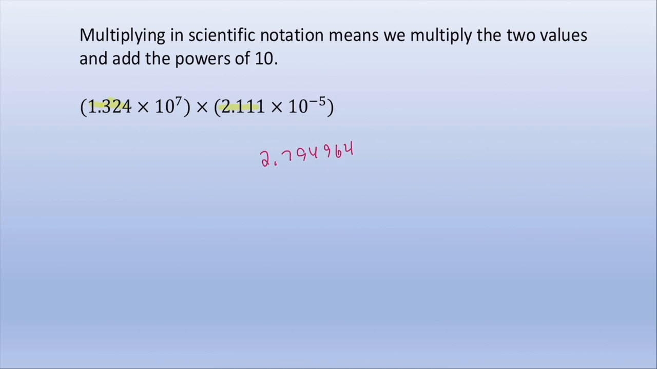Now, we also have these powers of 10, 10 to the 7th, and 10 to the negative 5th. 10 to the 7th times 10 to the negative 5th. Keep the base, add the exponents. 7 plus negative 5 is the same as 7 minus 5, or 2.